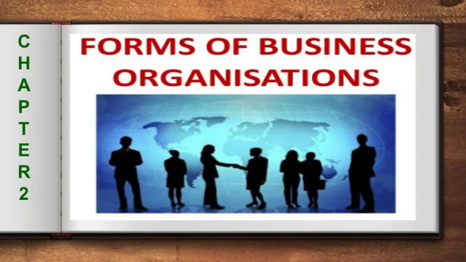Chapter 2 is Forms of Business Organizations. So, this chapter deals with how you are planning to start your business. In other words, do you want to start it as an individual, that is, a sole proprietor, or if you want to start it along with others, which is called partnership, or if it's a family business that you want to start, or if it's a big company that you want to start. So, all that we will learn under this chapter.